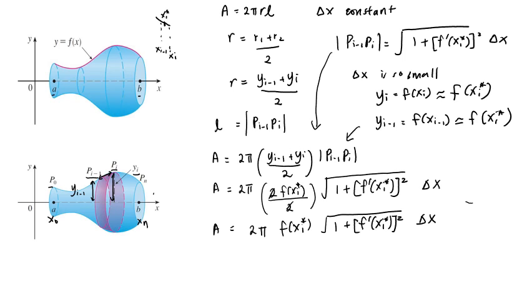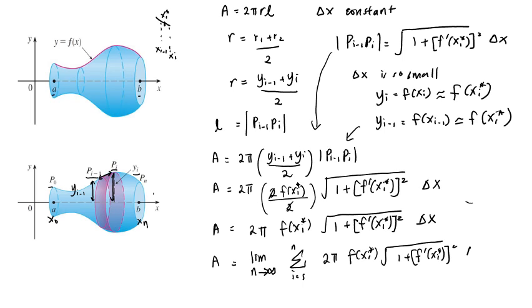Well, you can guess the next step is to sum up the area of each band. So you can take the limit as n approaches infinity and sum from i equals 1 to n of 2π f(xi star) times the square root of 1 plus f prime of xi star, everything squared, times delta x. And as you know, whenever you have a formula with a limit expression, it is not very useful, so you want to put this in terms of an integral.